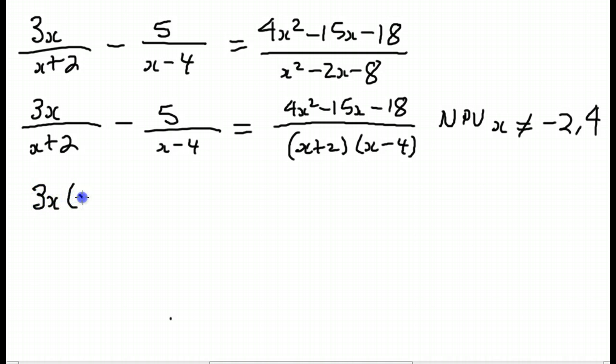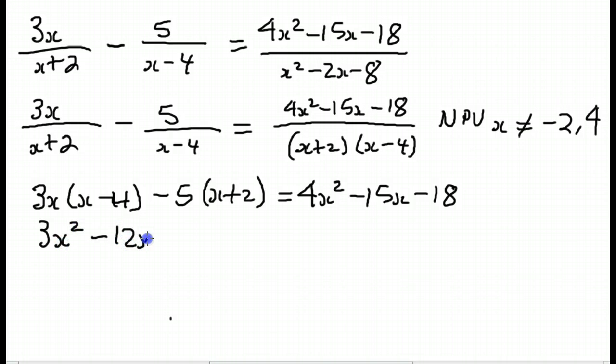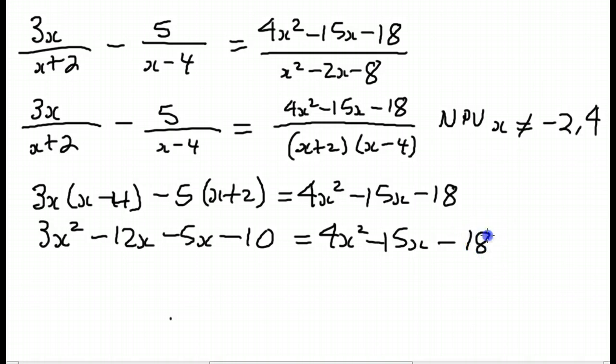So it'll be 3x times x minus 4, right? The x plus 2's will cancel. What is this missing? Minus 5. It's already over an x minus 4. We're going to multiply by x plus 2. This is over both, so it doesn't have to be multiplied by anything. Okay, 3x squared minus 12x minus 5x minus 10 equals 4x squared minus 15x minus 18.